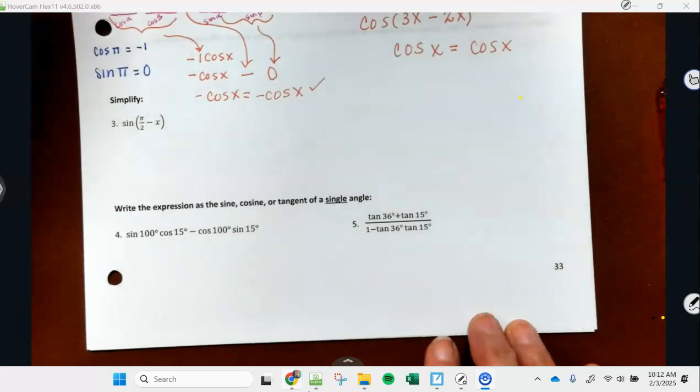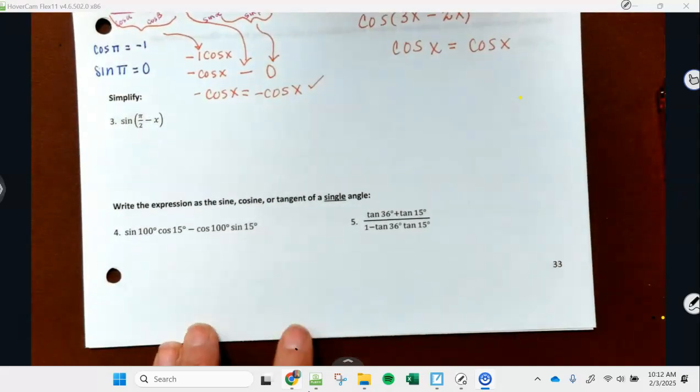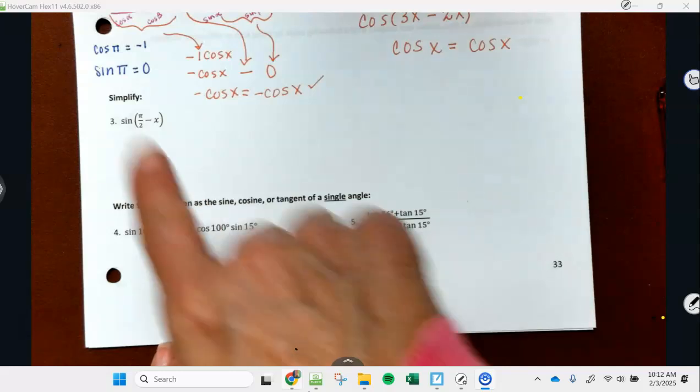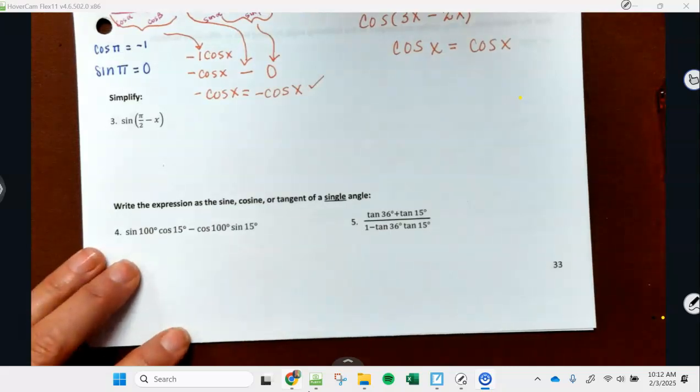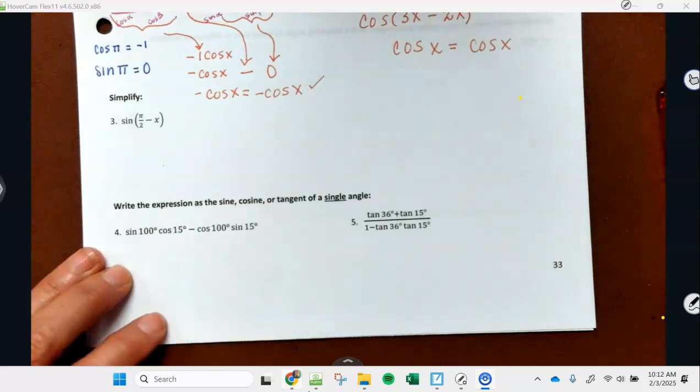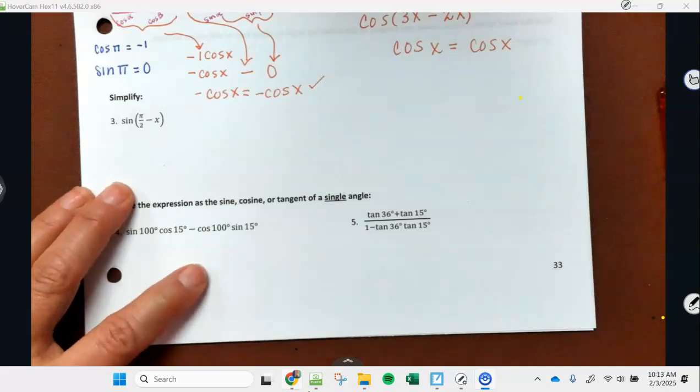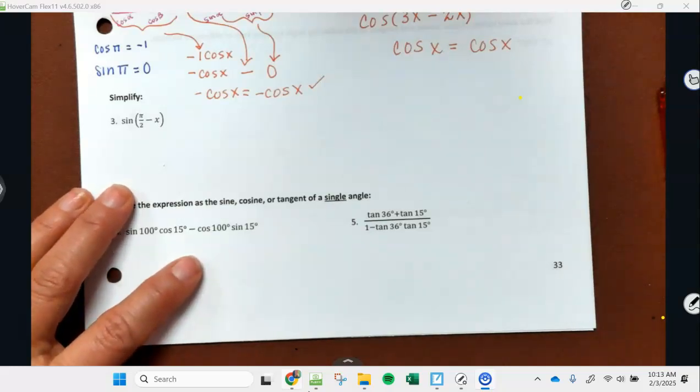Let's look at question number 3. Question number 3 says to simplify. Well, I can't simplify really anything yet. I know it's in condensed form. I'm going to try to expand it. So here we go. When we expand sine, remember sine's a little different because it mixes up the trig values.